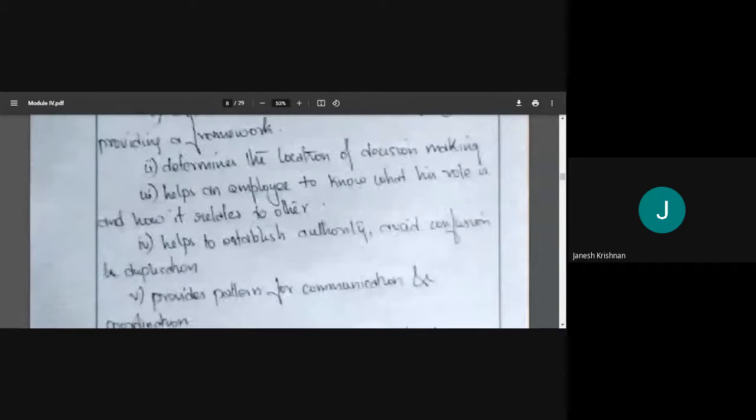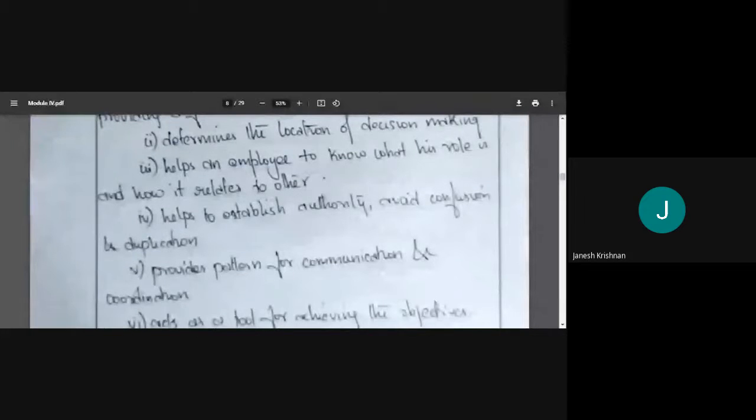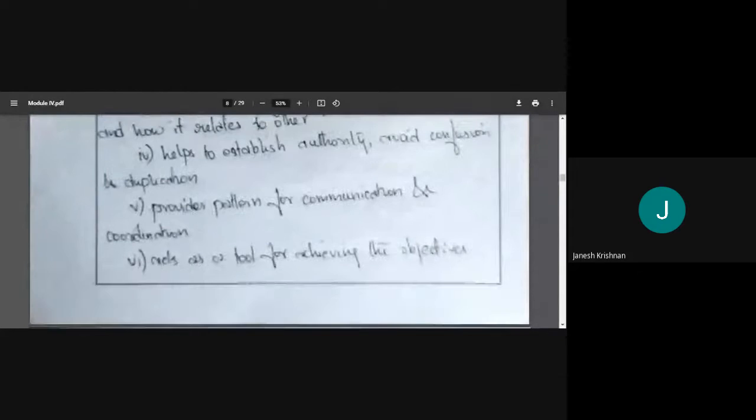My role is to guide the students. I don't have the required authority to do something else. My role is complete there. So what I'll do, I'll guide you. If something comes above me, I'll send you to the next person. Like that, I know what my role is and how it relates to others. Then establish authority, avoid confusion and duplication. Then provide patterns for communication and coordination: who will coordinate, who will communicate.